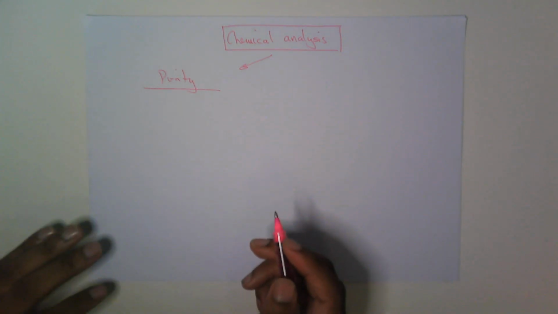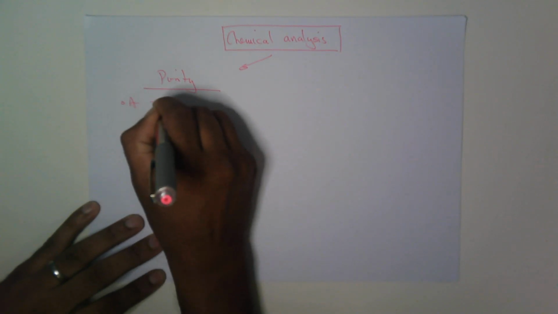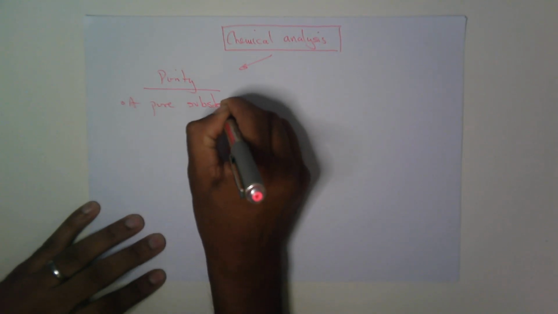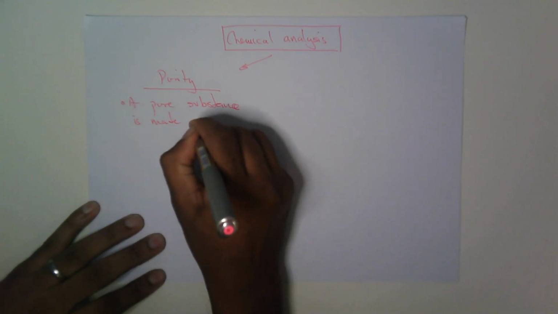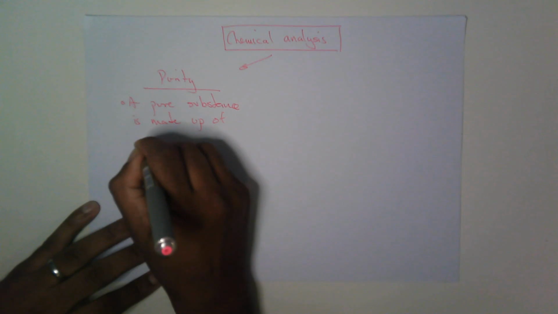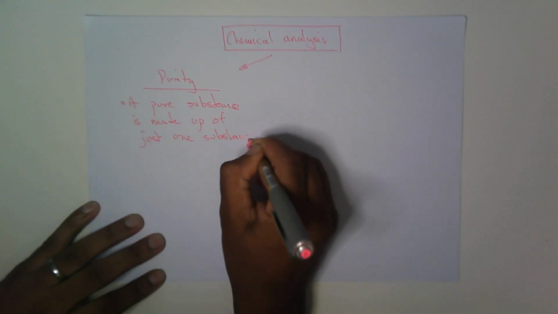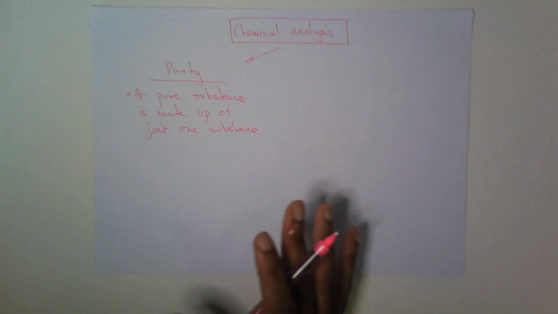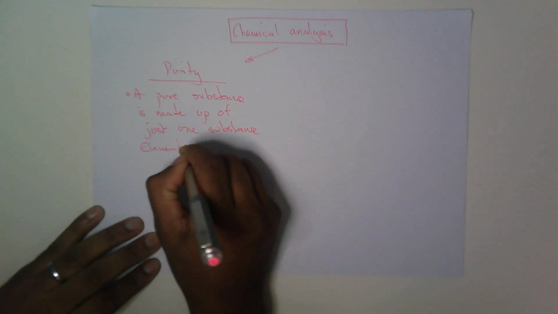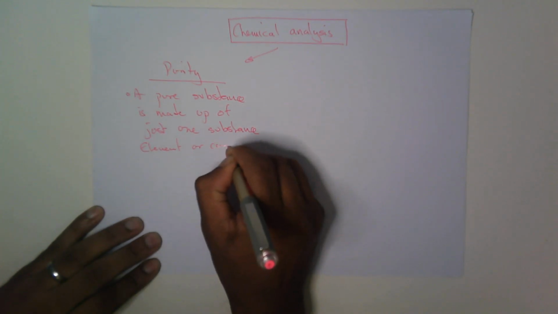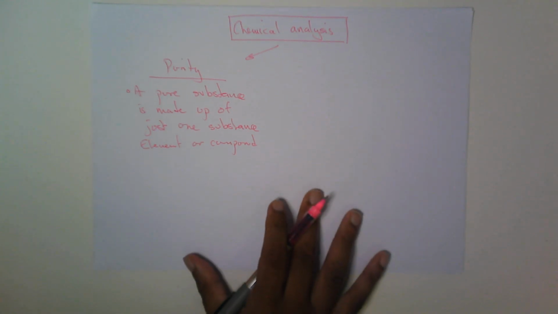the definition of purity you need to know. So a pure substance is made up of just one substance. Okay, I know it sounds a bit weird, but it's basically a substance that only contains that substance that you're looking at. Now, this could be an element or a compound, so it could be either, and it could be considered as a pure substance.